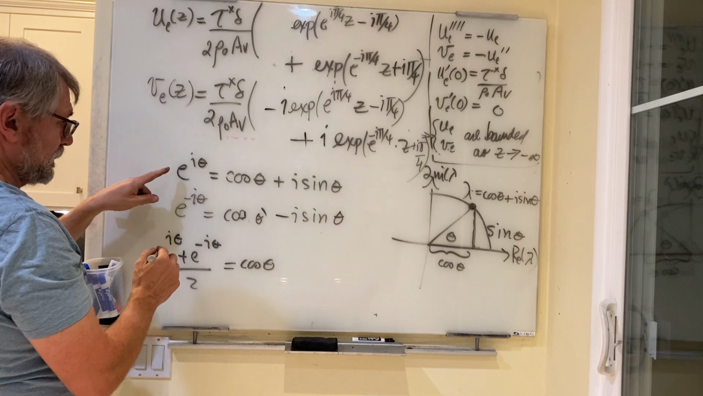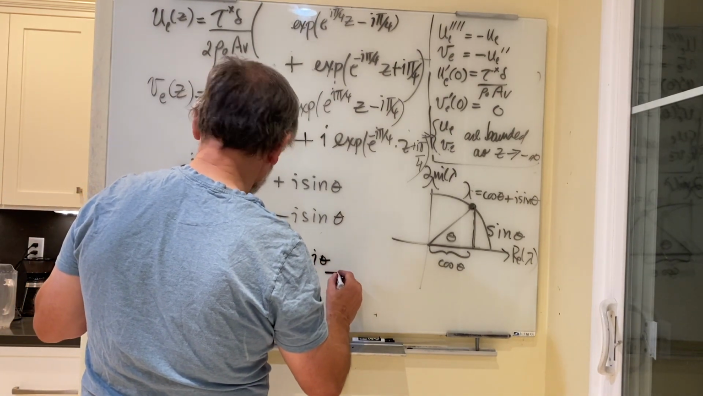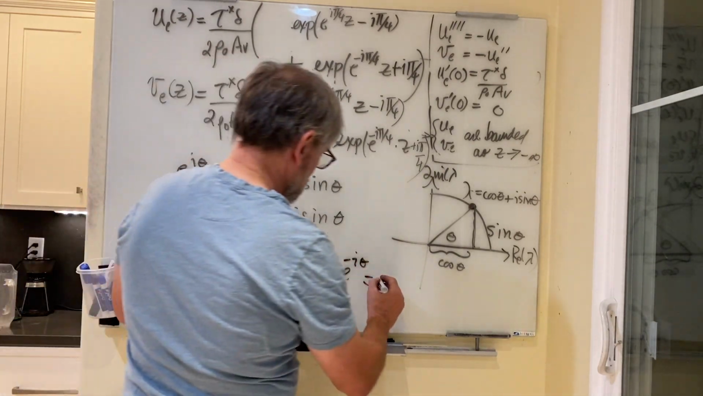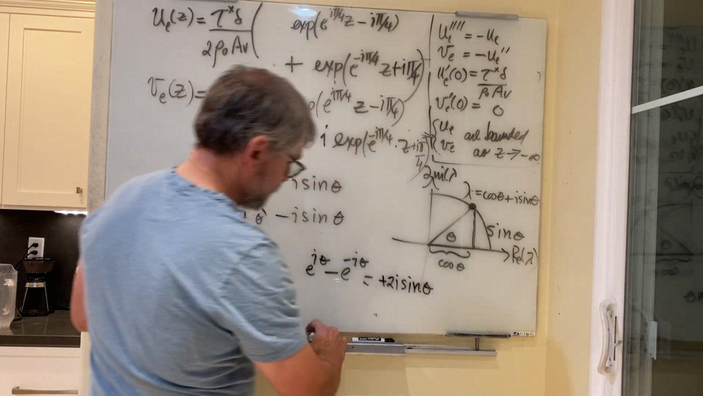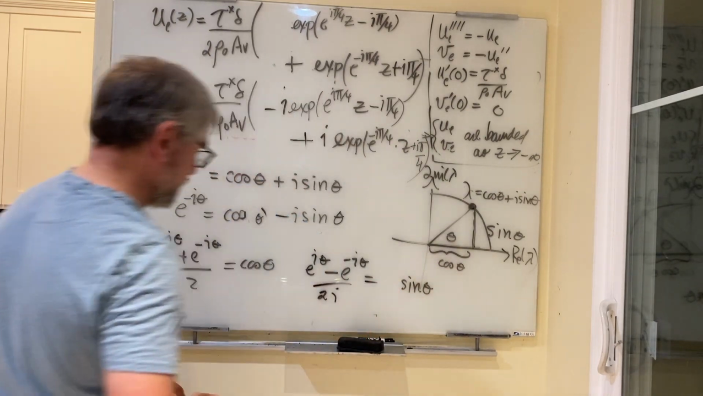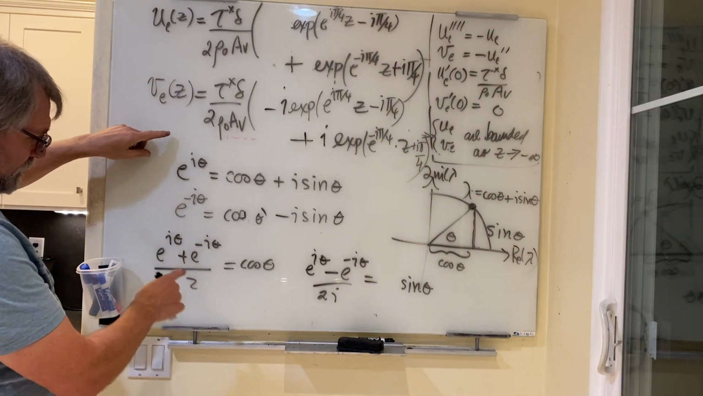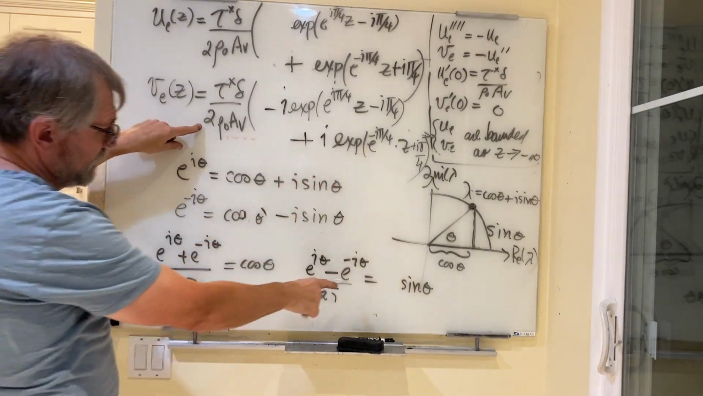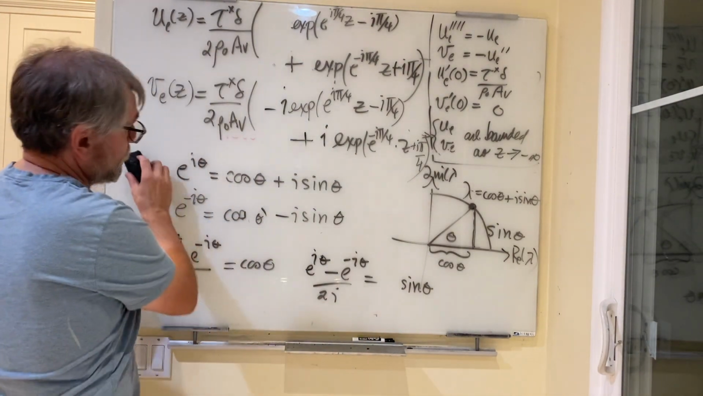So if I subtract one from the other, I get e to the i theta minus e to the minus i theta is equal to 2i sine theta. And so if I want to get sine theta, I just divide by 2i. And so I'm going to bring this 2 in here and this 2 in here, multiply through by i, and get it in this form. Alright, so let's do that. Let's use those facts.